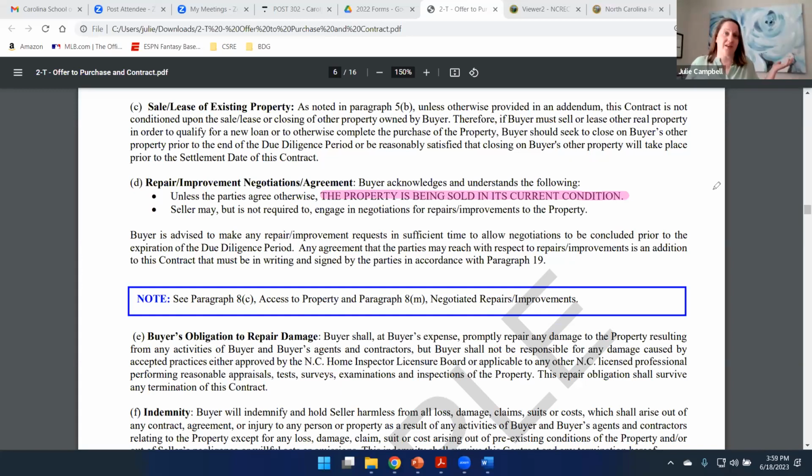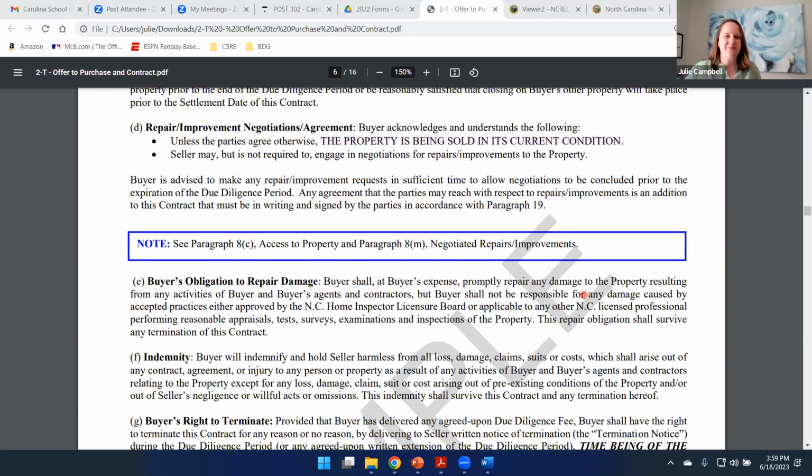Again, there's still no rule that says we can't ask. If you're the buyer's agents, whose best interest do you have? It's your buyer. So there's still no rule that says we can't ask, but just know we've pretty much gotten our answer before. Buyers advised to make any repair, improvement requests in sufficient time to allow negotiations to be concluded prior to the expiration of the due diligence period. Any agreement that the parties may reach with respect to these repairs is in addition to this contract that must be in writing and signed by the parties in accordance with this paragraph.